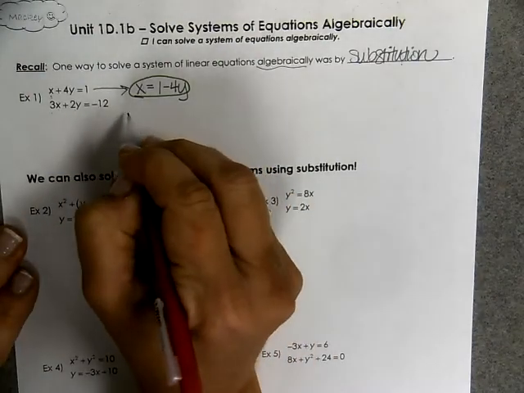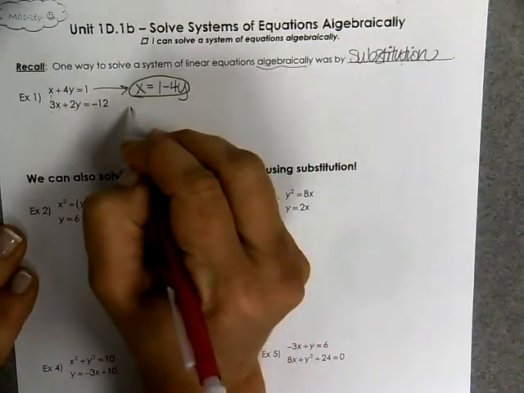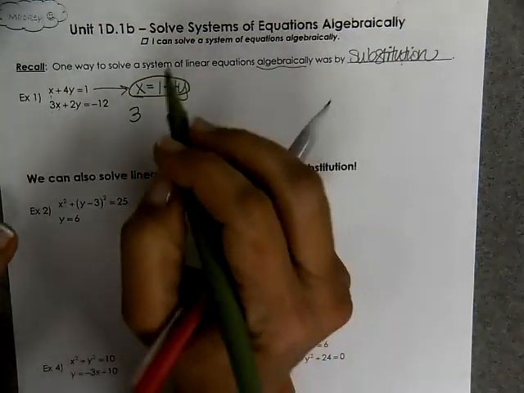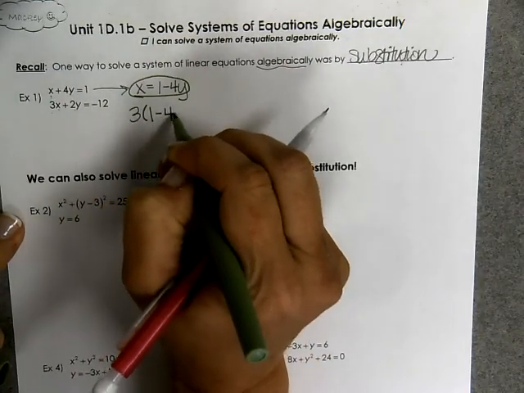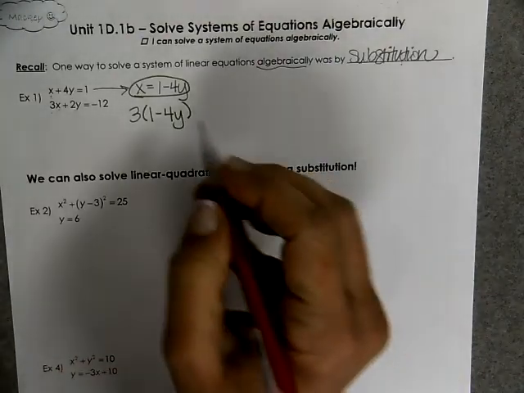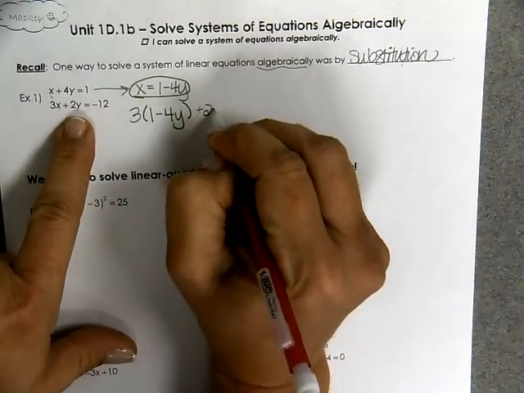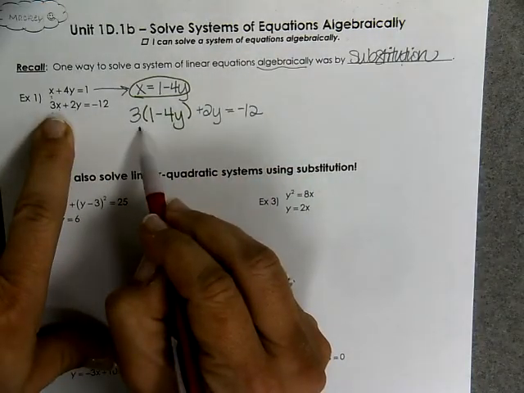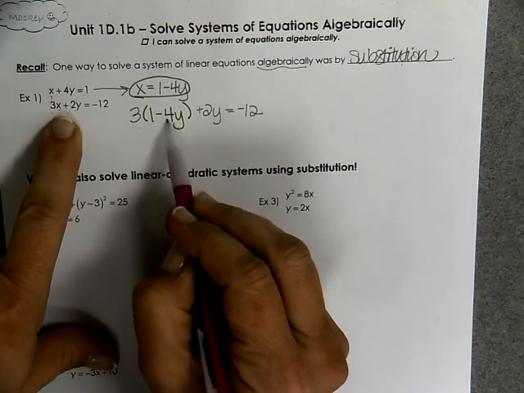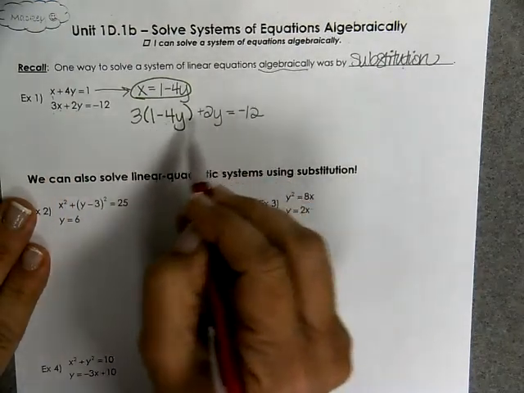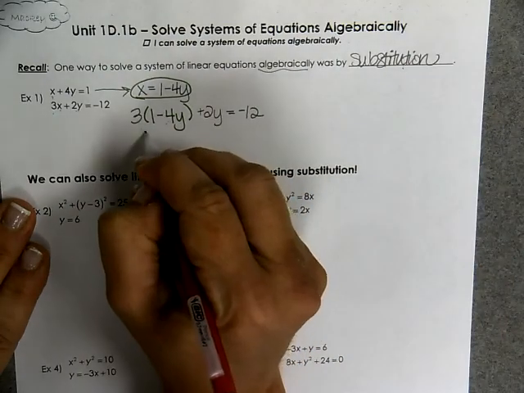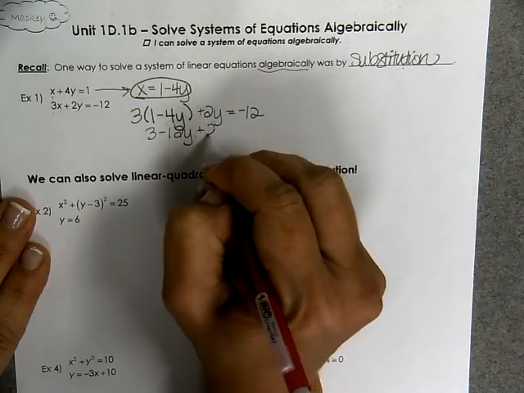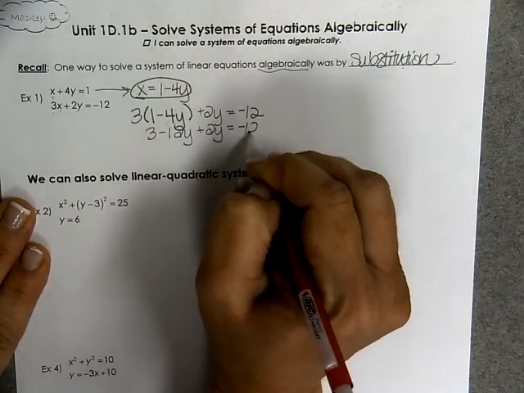Now the other equation is 3x plus 2y equals negative 12. But in place of x, what I can do is put the 1 minus 4y. Now I can continue with the equation, plus 2y equals negative 12. So all I did was replace the x with this new expression, 1 minus 4y. Well, now this is a one variable equation that you can solve. We can distribute the 3 to make 3 minus 12y plus 2y equals negative 12.